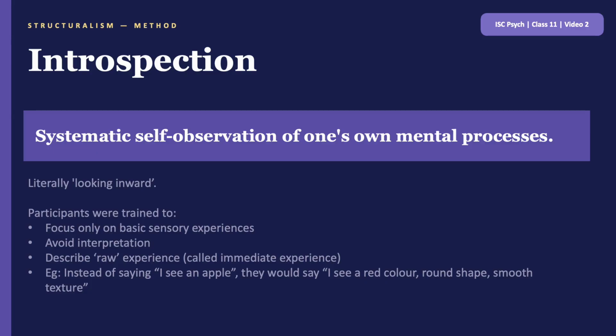Participants were trained to focus on basic sensory experiences, avoid interpretation, and describe raw experience, called immediate experience. So, for example, instead of saying, "I see an apple," they would say, "I see a red color, round shape, and smooth texture."